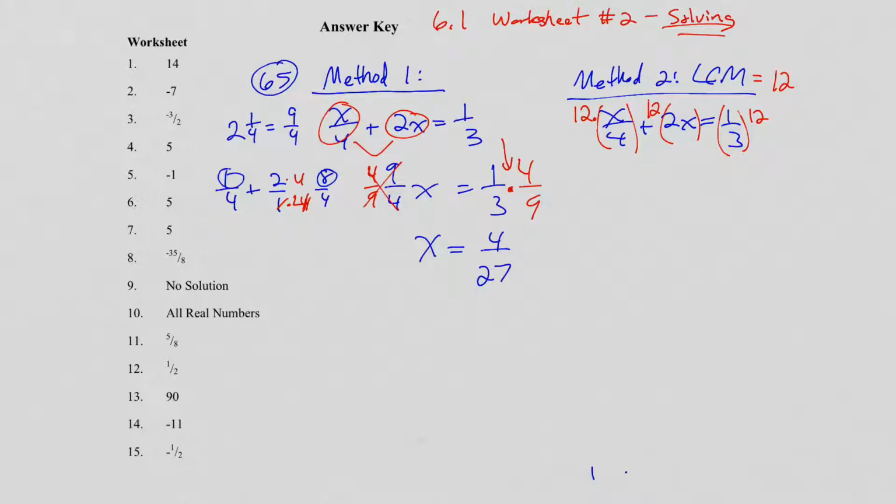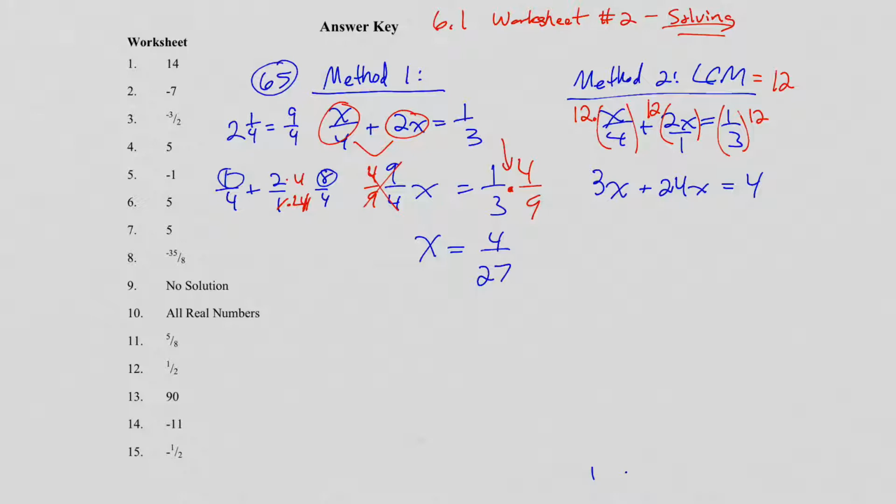So 12 divided by 4 is 3. 12 times 2, because that 2 is not in the bottom. Okay, there's actually a 1 there, right? So that's not going to divide, it's actually going to multiply. So that's just 24x. And then this right here, 12 divided by 3 is 4.